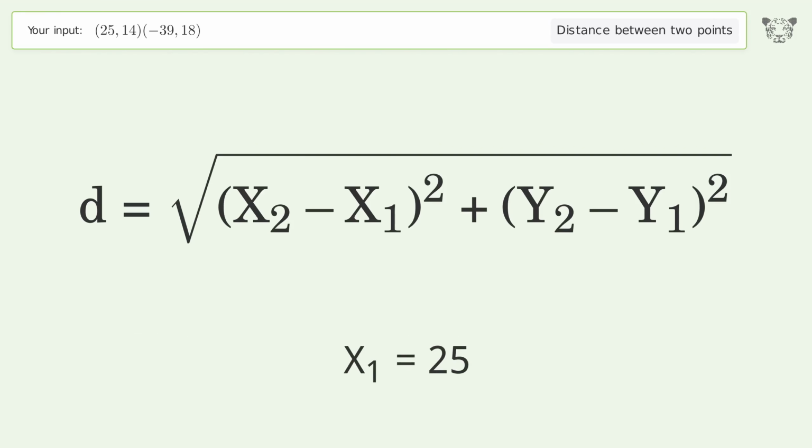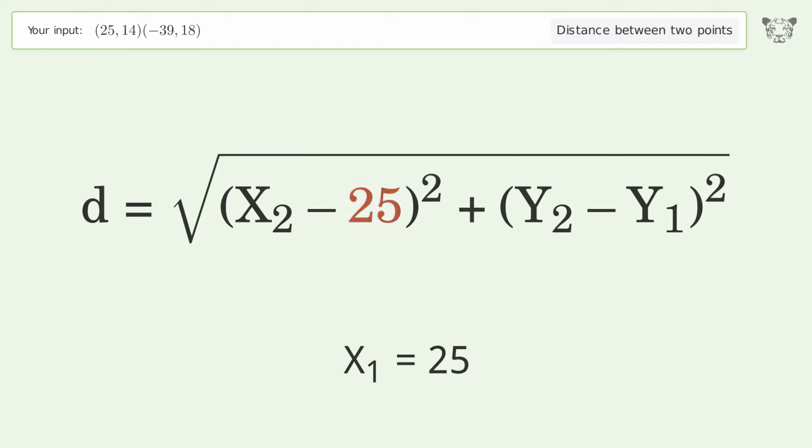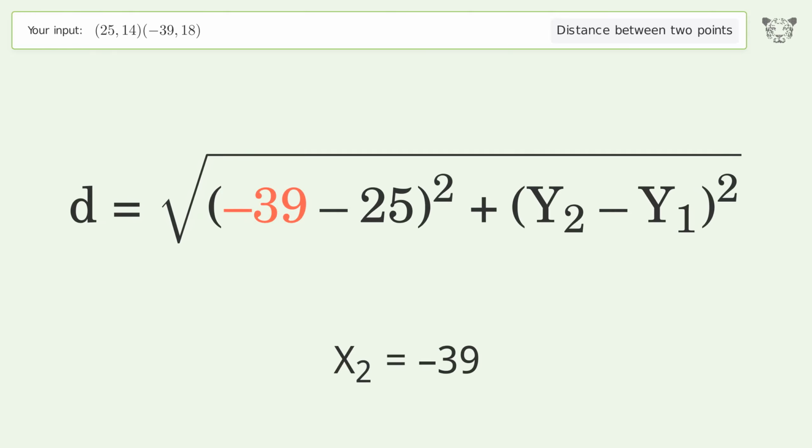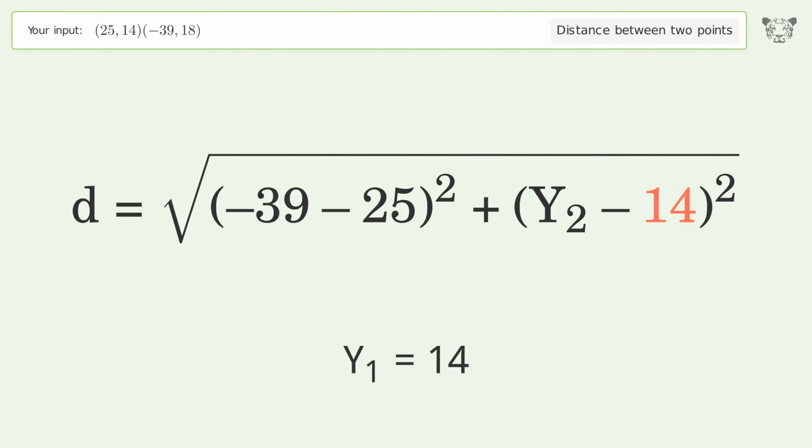x1 equals 25. x2 equals negative 39. y1 equals 14. y2 equals 18.